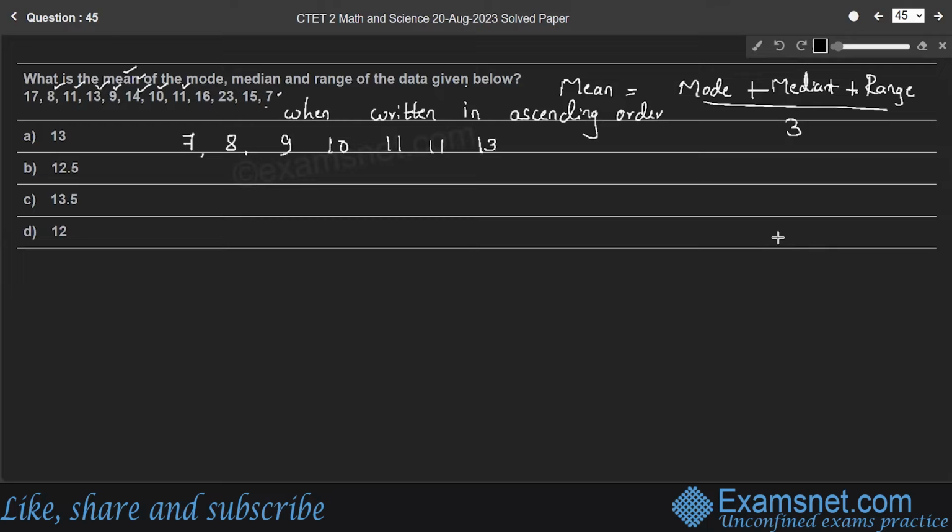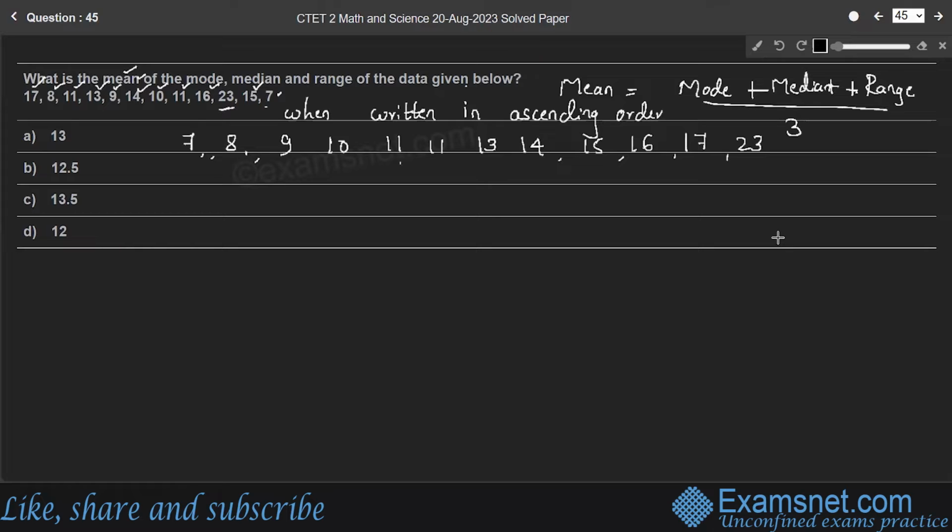14 one time. 15 one time, right? 16 one time, right? So next comes after that, 17 one time. 17, right? So directly last value 23. 23. So how many numbers are given here?